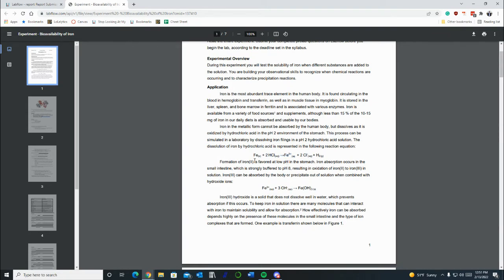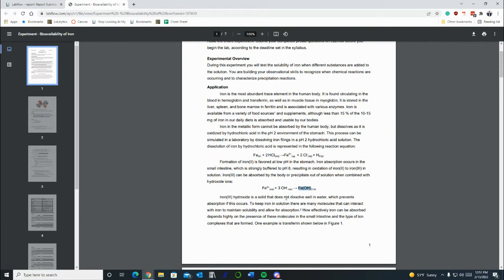But an issue is that iron 2 is only favored at low pHs, like in your stomach, where it's not quite absorbed. But when it goes down to your small intestine, where it can be absorbed, your small intestine has a pH of 8. And at pH of 8, your iron 2 gets oxidized to iron 3. And iron 3 can do this right here, where it reacts with hydroxide to make a solid. And a solid cannot be absorbed by your small intestine.